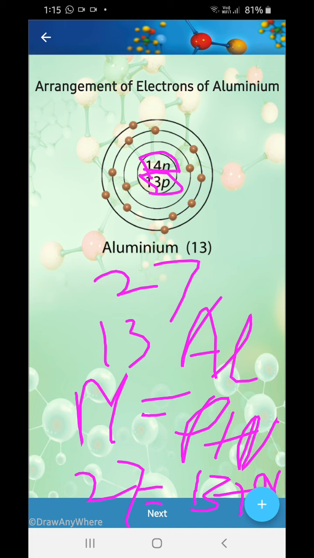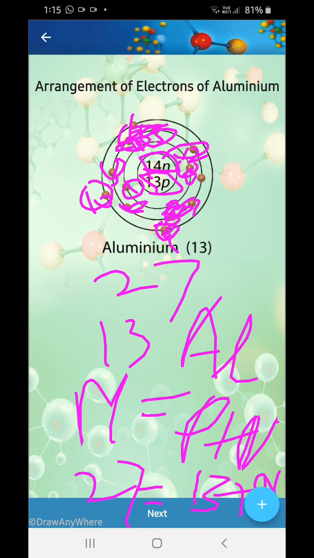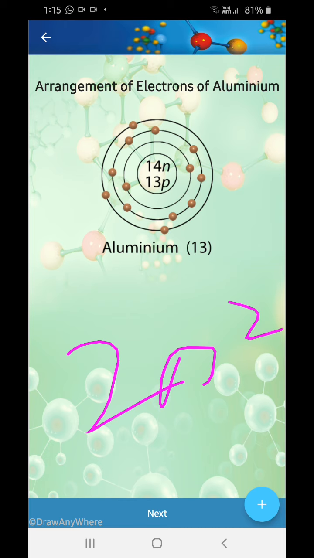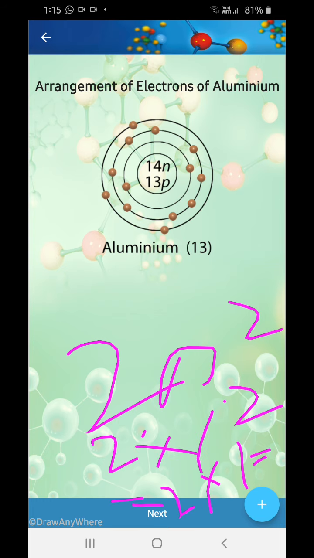And then here you have electrons. Count the number of electrons: 1, 2, 3, 4, 5, 6, 7, 8, 9, 10, 11, 12 and 13. So we got the correct thing, right? Now see, it follows the 2n square formula. How many electrons are in the first shell? Just count: 2, right? So 2 into 1 square; 1 square is 1, 2 into 1 equals 2.